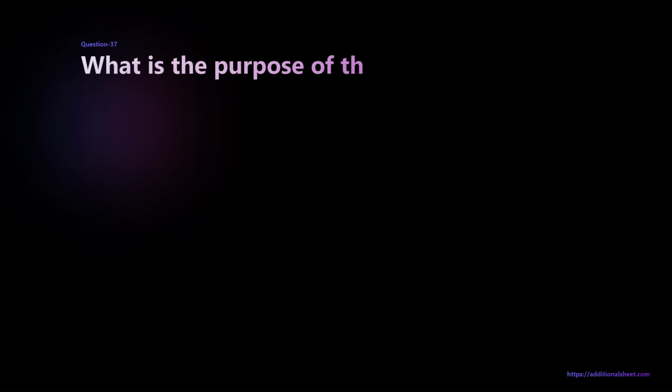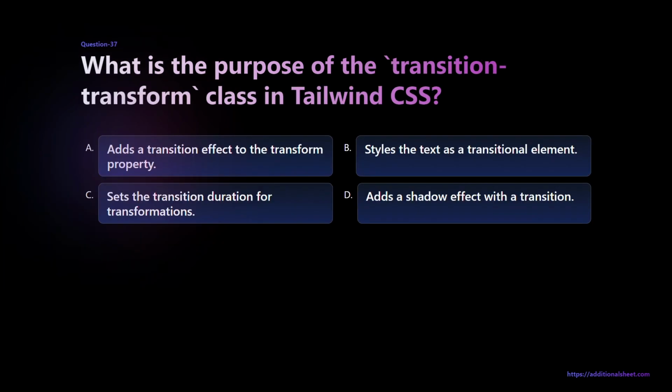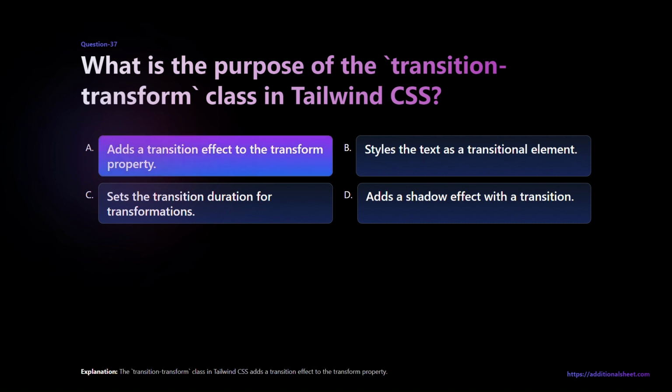What is the purpose of the transition transform class in Tailwind CSS? Option A, adds a transition effect to the transform property. Option B, styles the text as a transitional element. Option C, sets the transition duration for transformations. Option D, adds a shadow effect with a transition. The correct answer is option A, adds a transition effect to the transform property.